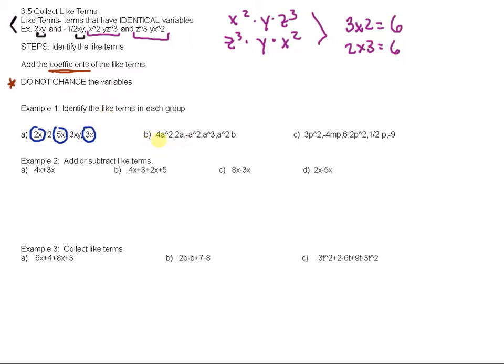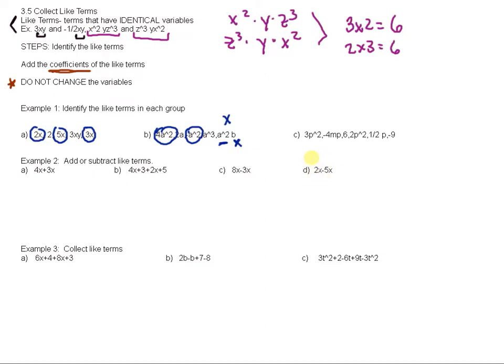Okay, now let's look. 4a squared, so we have an a squared. 2a, so we have an a. Negative a squared, oh, we've seen that one before. A squared and a squared. Then we have a cubed, nope. Then a squared b. Well, we have the a squared, but the problem is this b is not on those other two terms. So therefore, this one is not a like term. The only like terms are 4a squared and negative a squared.